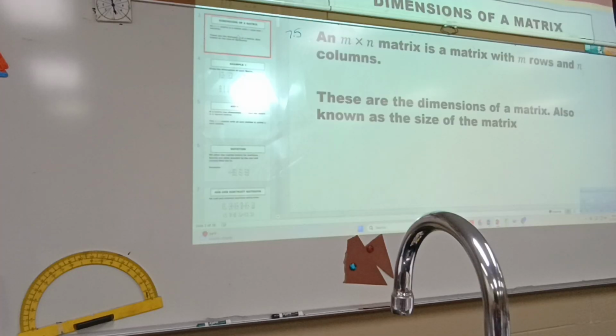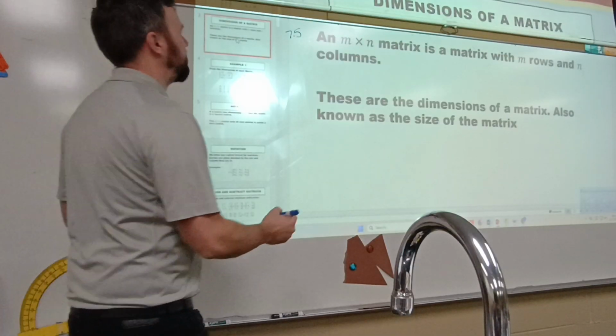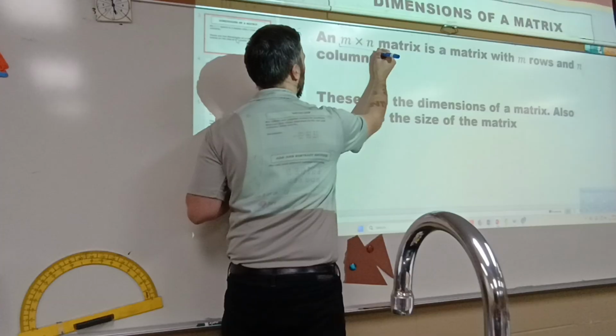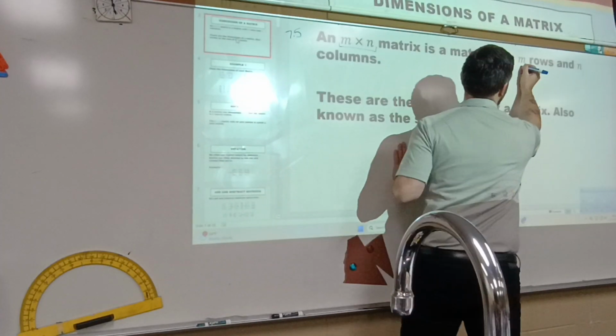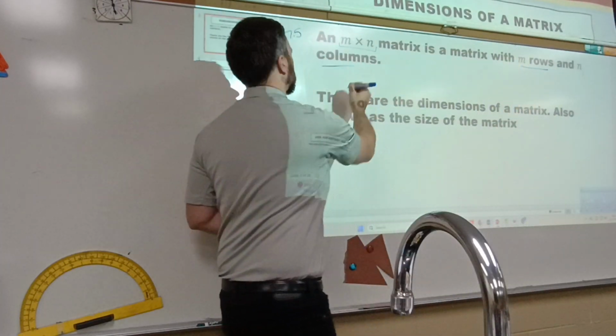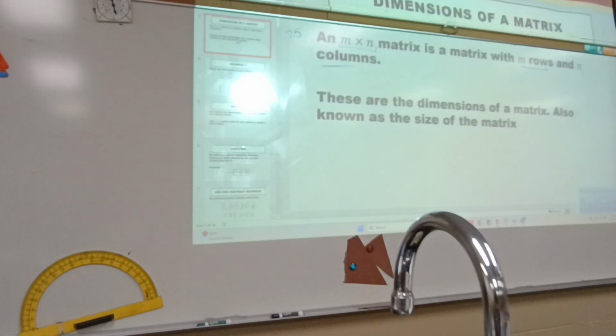All right. So this is the first thing you do need to know. It's m by n, where m is the rows and n is the columns. Okay? That's the dimensions of the matrix.